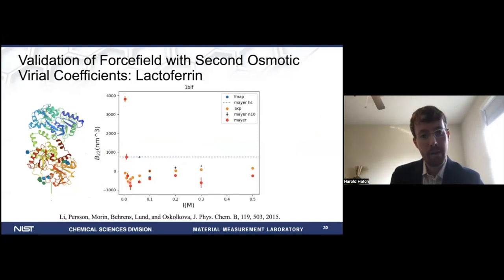These orange points are the experimental second osmotic virial coefficients. The red are the all atom, and the black plus symbols are the coarse grain model with an 18 degree resolution. We see that the all atom model does capture this minima in the osmotic virial coefficient. The coarse grain model does have a minima, but it's not at the right position. Again, that is likely because I used this 18 degree resolution model, and it may have missed some of the most important patchy interactions.